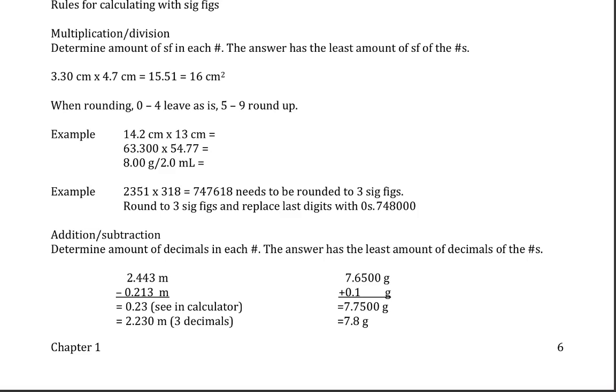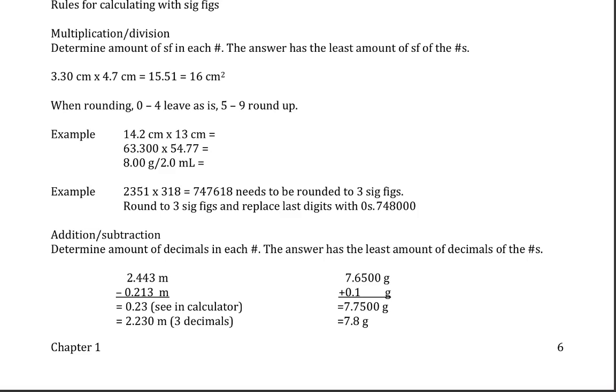So let's say that we made a measurement of a length to be 3.30 centimeters and another length to be 4.7 centimeters, and we're multiplying those two because we want to find the area. Well, perhaps on our calculator we would see 15.51. What are we going to report though? Well, looking at 3.30, we have 3 sig figs. 4.7, we have only 2 sig figs, so we can only report 2 sig figs in our final answer.